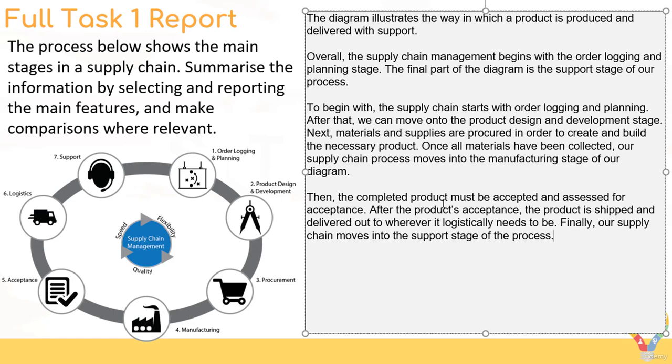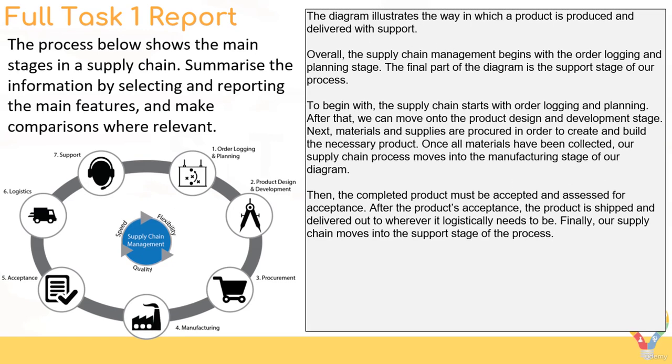Then the completed product must be accepted and assessed for acceptance. Quite a lot of A's there. After the product's acceptance, the product is shipped and delivered out to wherever it logistically needs to be. Finally, our supply chain moves into the support stage of the process. I think I've given a pretty good write-up of what is happening in this whole process. So let's go back to the start and read through.